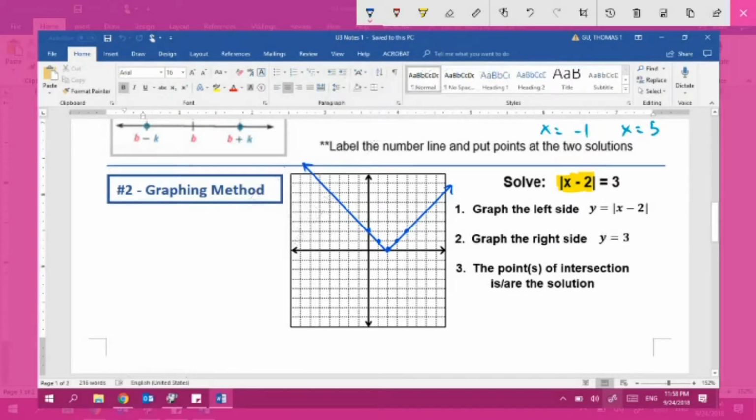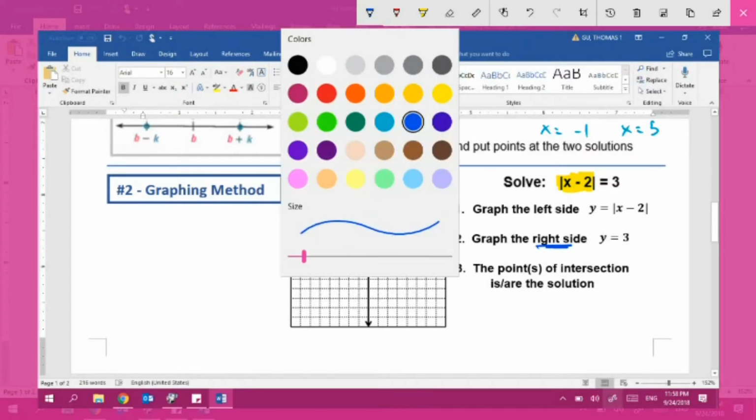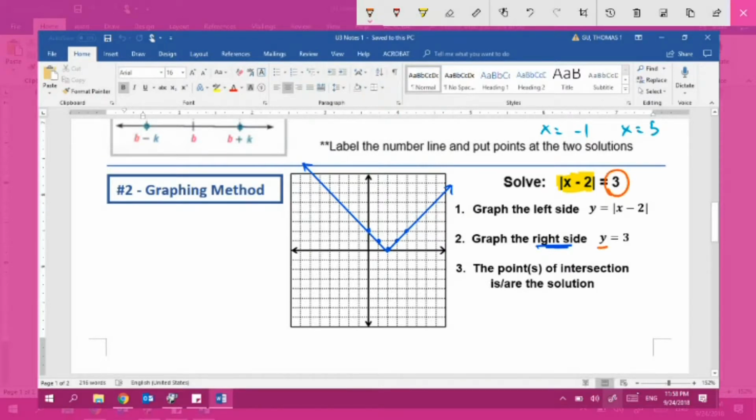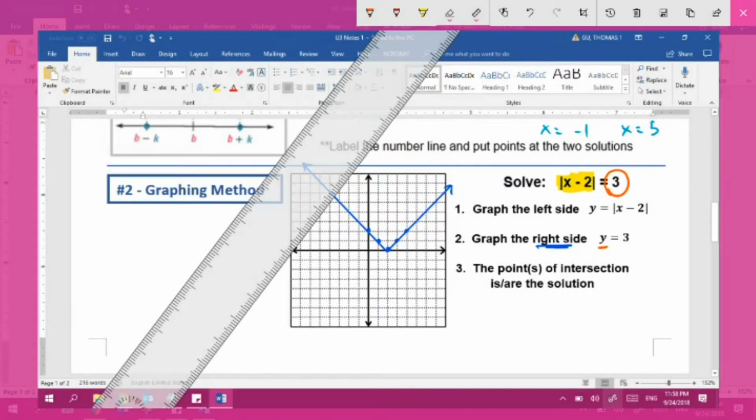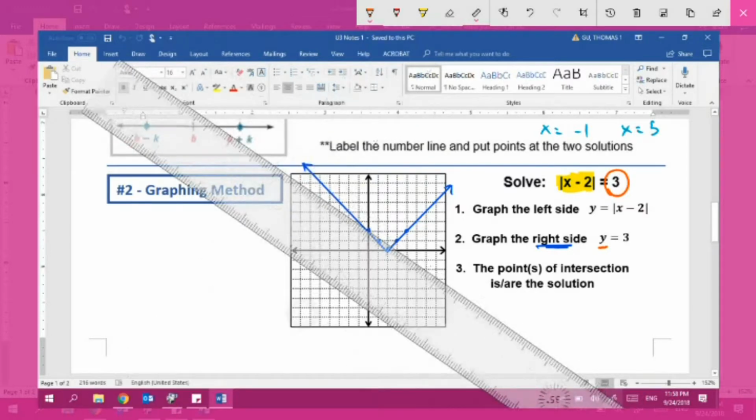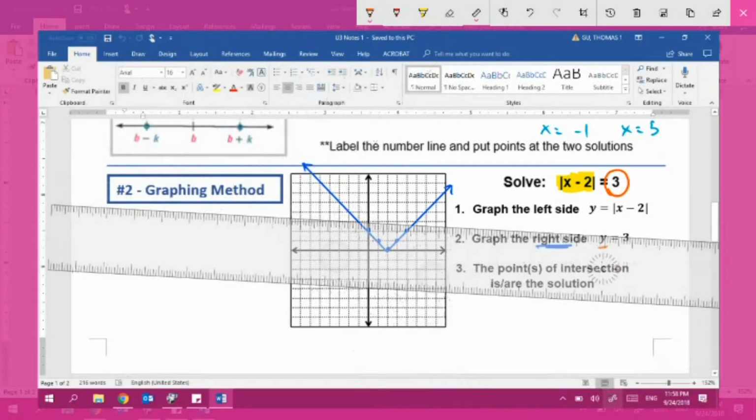All right, then we're going to graph the right side. Okay, and the right side is over here. It's just 3. So we're just going to put y equals 3. It's always y equals whatever side. And y equals 3 is a line that's at 3. So 3 is right here.